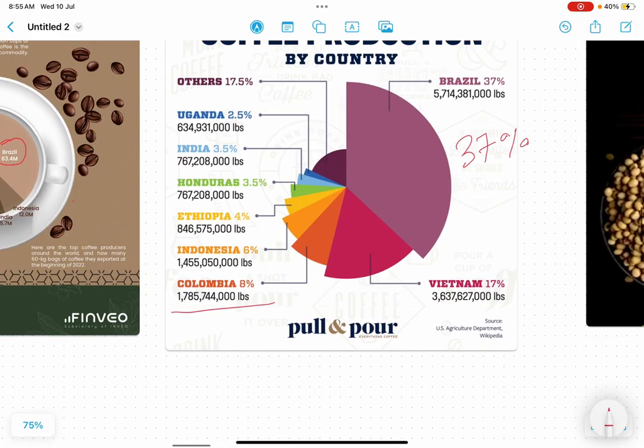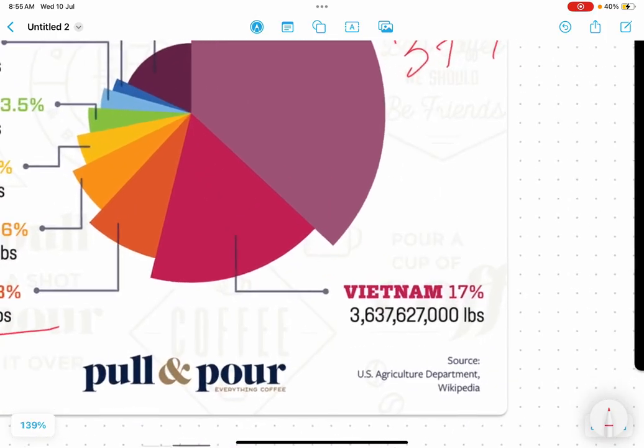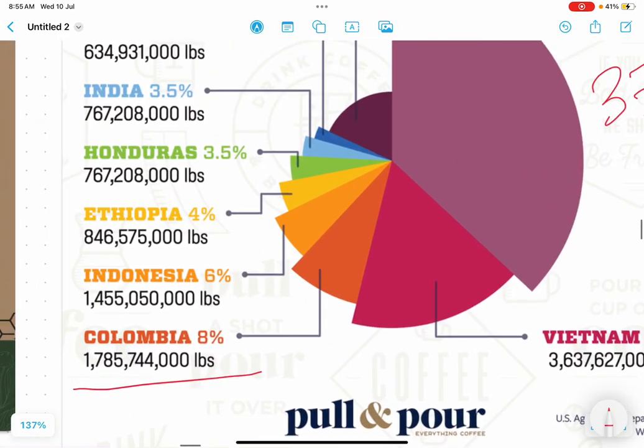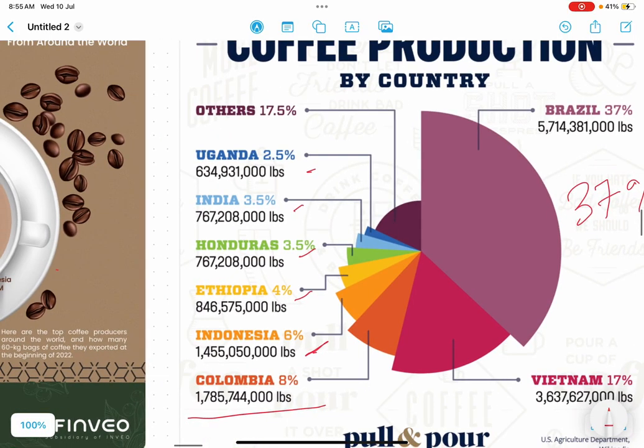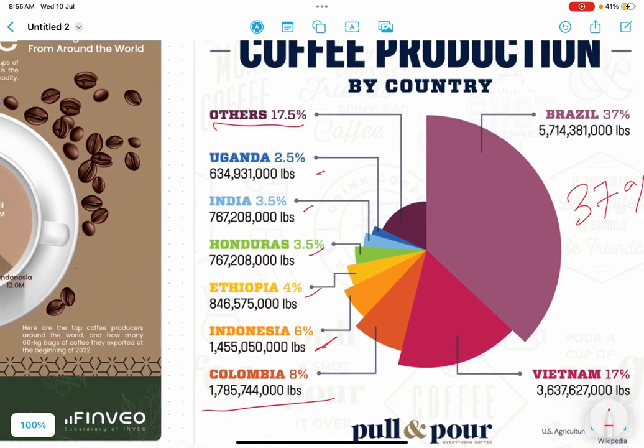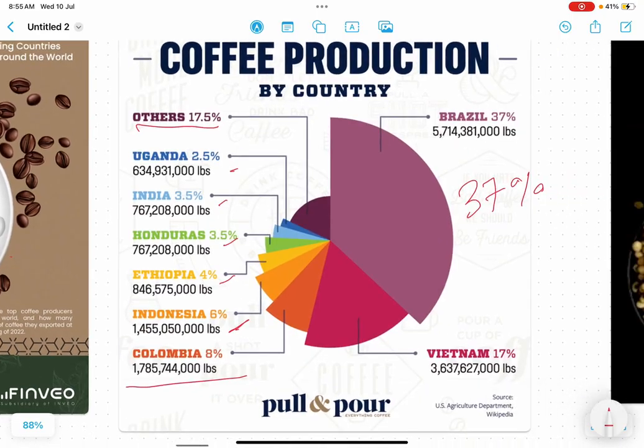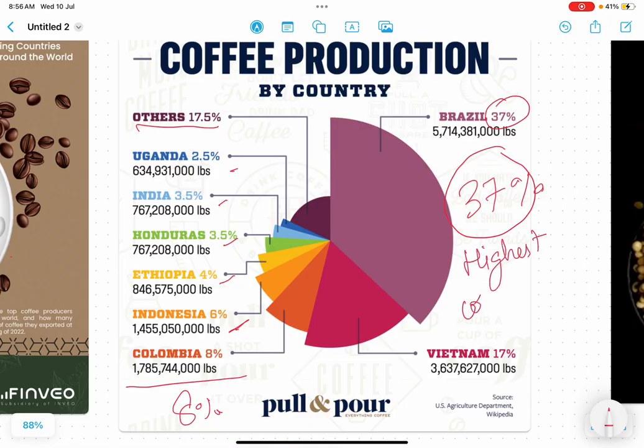Then we have Brazil as well. As you can see, Brazil 37 and Vietnam. Vietnam is 17%. Then there are other countries like Indonesia, which is 6%, Ethiopia 4%, Honduras 3.5%, India 3.5%, and Uganda 2.5%. And other countries contribute around 17.5%. As you can see, Colombia 8% in South America and Brazil 37%. So Brazil is the highest production, highest in bold for coffee.